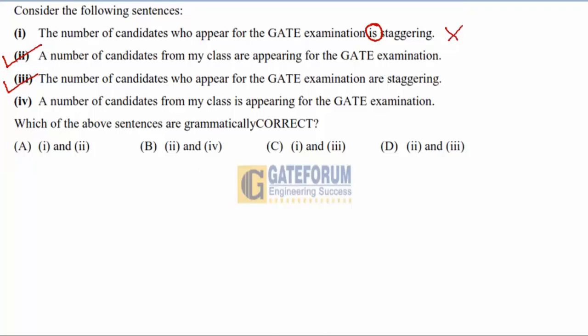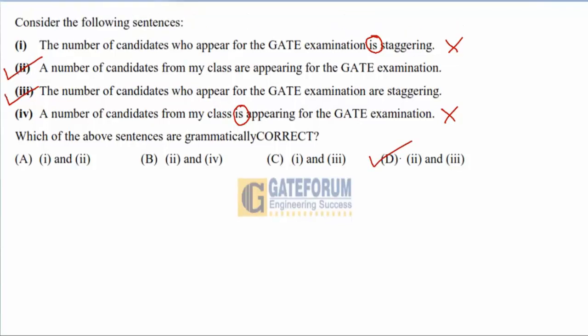And a number of candidates from my class is appearing for the GATE examination. A number of candidates from my class is appearing. So you see, once again, since there is a plural, it should have been are. So hence this is wrong. So these two are right. So I will say number 2 and 3 are correct. Now, yes, this one is correct. But I presume that in one of these I made an error.